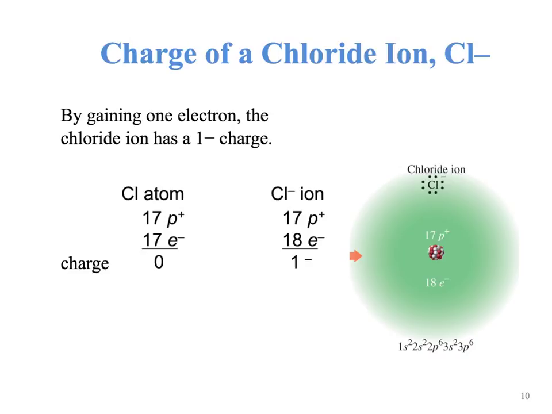So for example, chlorine has 17 protons and 17 electrons when it's neutral. Because it's a non-metal, it's going to gain electrons. And in order to have 8 electrons in the outermost shell, it's going to have 18 electrons. And the charge of chlorine is going to be -1.